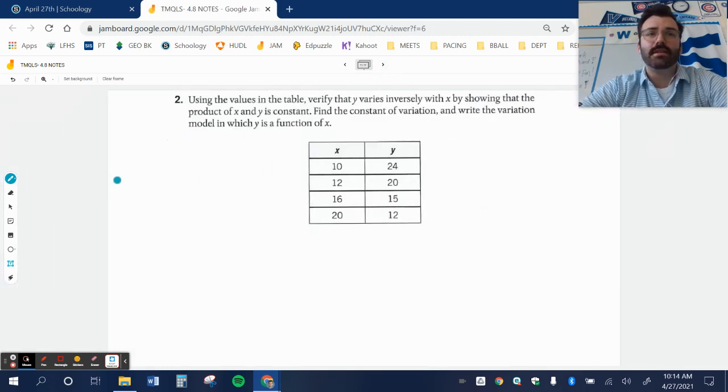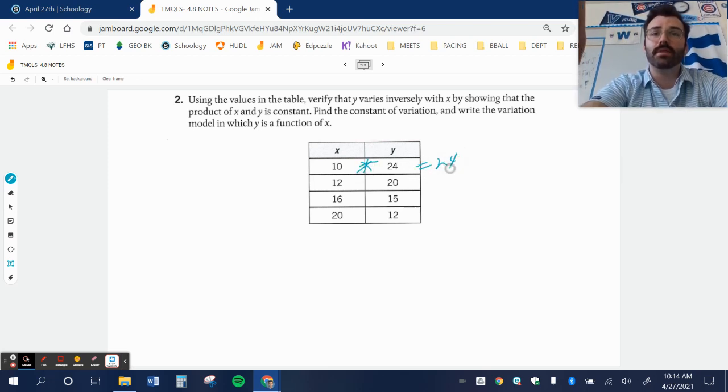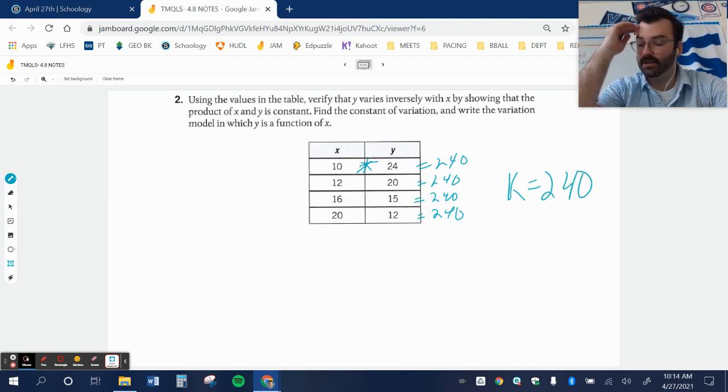Using the values in the table, verify that y varies inversely with x by showing that the product of x and y is constant. So in direct variation, we did y divided by x to see if it was direct variation. Here we're going to do x times y. So if I do x times y, I get 240, I get 240, I get 240, and guess what I get? Oh, I get 240. That tells me that our multiplier, our k value, equals 240. That's how you find your k value. So y does vary inversely with x.